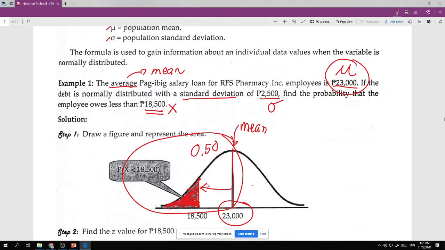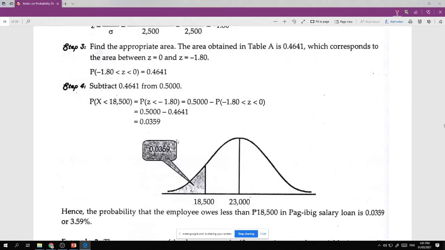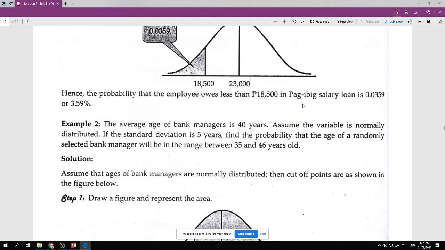So what I do with 0.50 and 0.4641 is subtract. We have 0.50 minus 0.4641. That is how we got this. The probability that the employee owes less than 18,500 is 0.0359, or 3.59%.